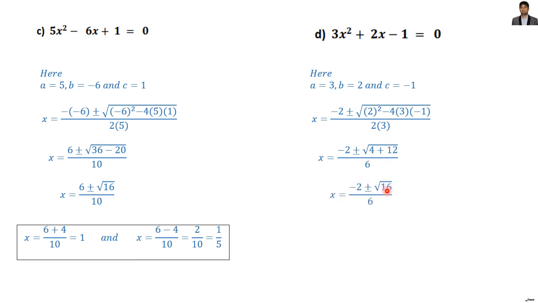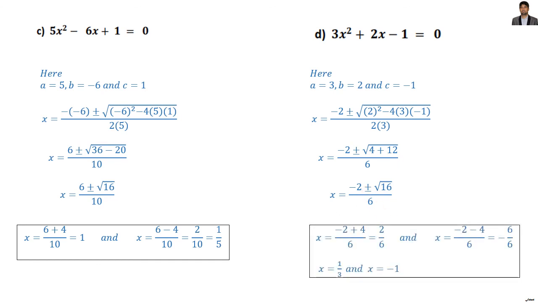4 plus 12 is 16. So again, you have to solve it two times. First time with plus and second time with minus. Minus 2 plus root 16 is 4. 4 minus 2 is 2. 2 over 6 will give us 1 over 3. Minus 2 minus 4 will give us minus 6. Minus 6 over 6 will give us minus 1.